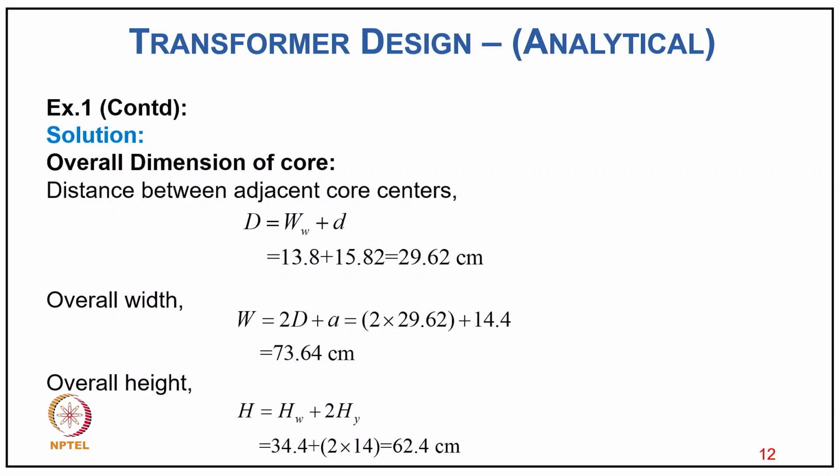Now coming to the overall dimensions of the core, the distance between adjacent core centers, D, equals W plus small d. Putting the values, it comes to 29.62 centimeter.